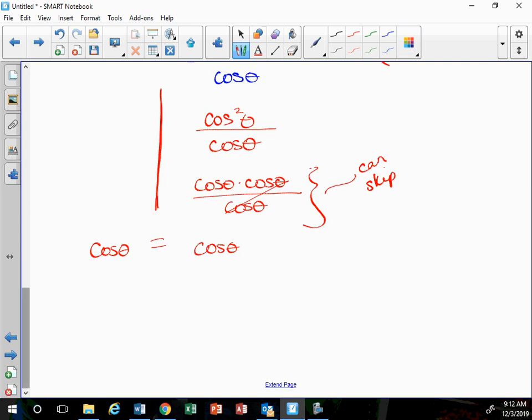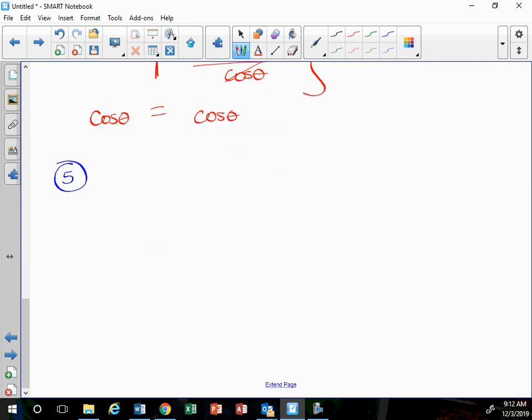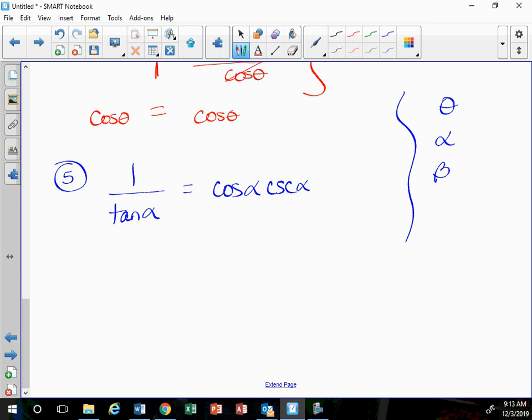Let's try again. All right, 1 over tangent of alpha equals cosine of alpha times cosecant of alpha. So guys, lots of different Greek letters will get used. Theta gets used a lot, alpha some, you'll see beta every once in a while. Okay, so don't panic if you see a different Greek letter. Sometimes we just use X's and Y's, okay? It's just alpha. Sometimes people will draw this as a happy little fish, okay?